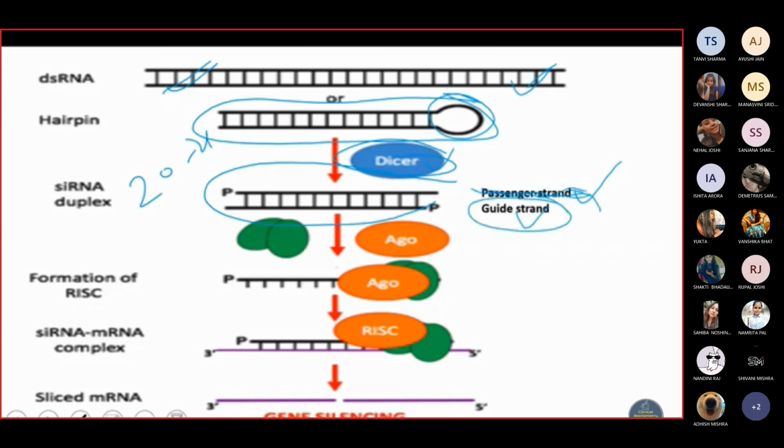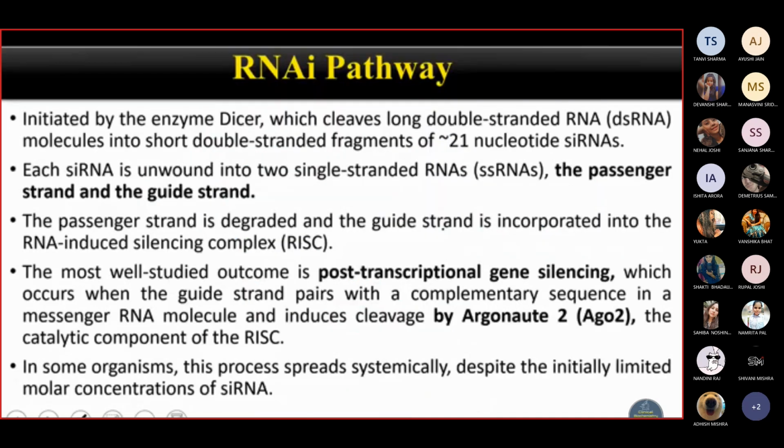Only guide strand will be left out. This is guide strands. So passenger strands we have digested here by some enzyme complex. One of the important enzyme complex which digests this passenger strands is AGO. Its full form is Argonaute 2.